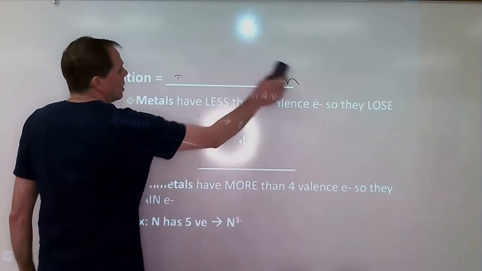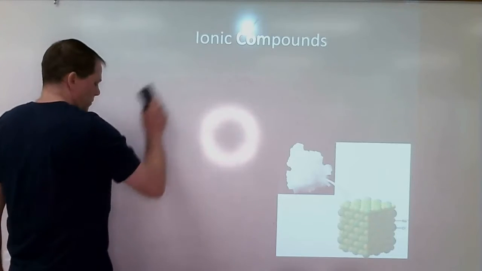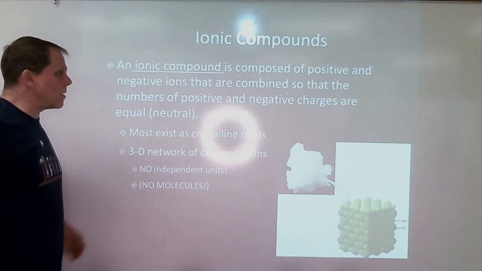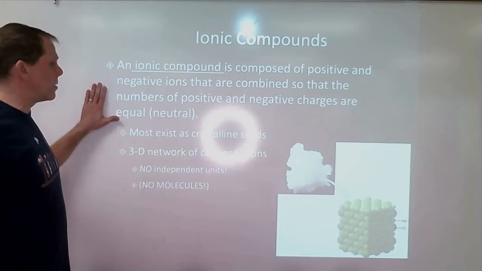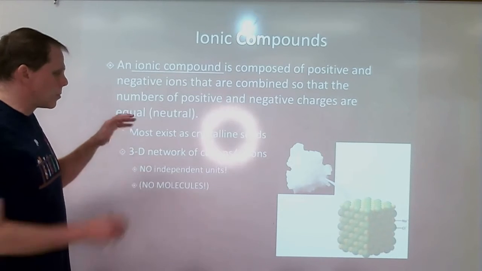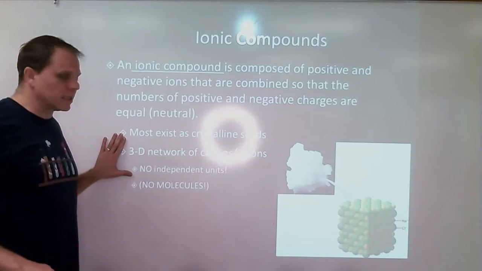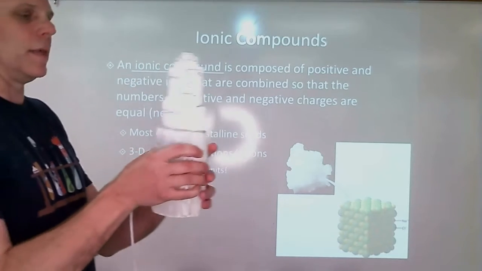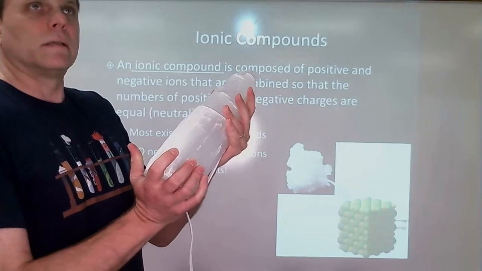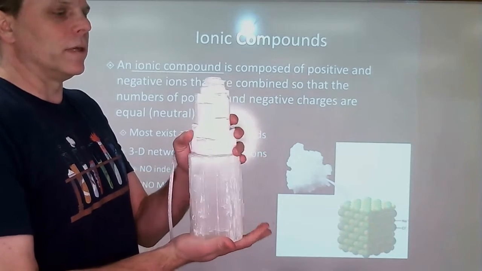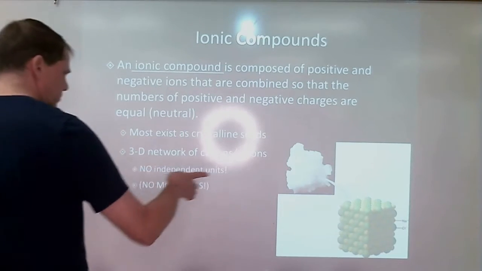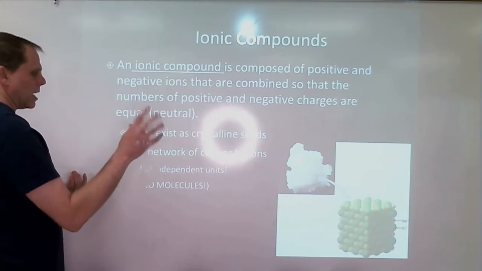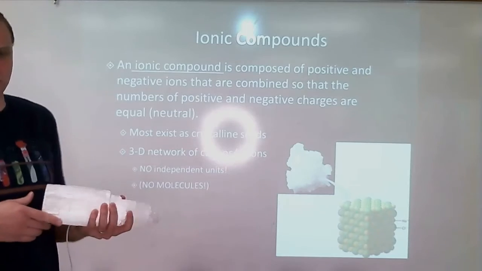All right, so let's look at ionic compounds. We have these positive and negative charges coming together, and they're going to have an equal number in that whole structure. And these are going to exist as crystalline solids. Now, I have an example of a crystalline solid here. This is a selenite crystal, which is calcium sulfate, I believe. This is an example of a crystal. It's a 3D network of the cations and anions all interconnected. They're not independent. You don't have molecules.